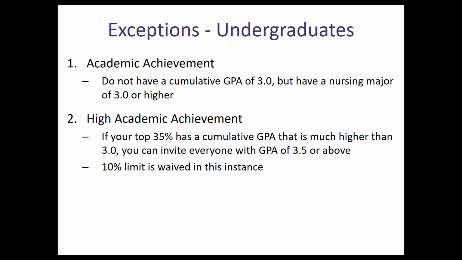What we're seeing is more and more programs are having their top 35% with a GPA of 3.8 or 3.9, sometimes even a 4.0, because they are a high achieving cohort. And so allowing everyone with the 3.5 or above would actually allow them to invite several more students. In this instance, because you're inviting everyone with a 3.5 or above, the 10% limit is waived.